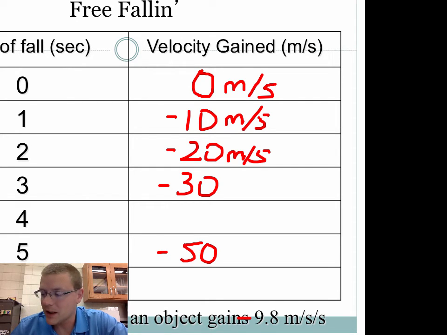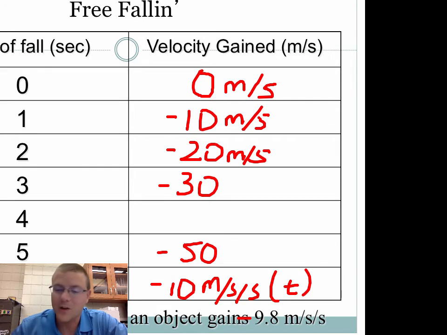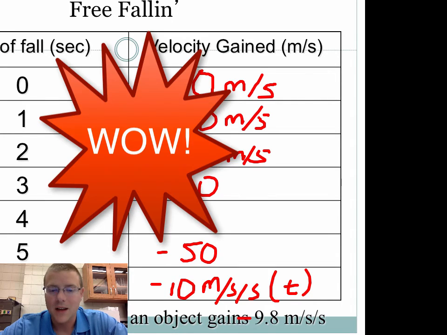At any moment of time, I take my 10 meters per second each second, and all I have to do is multiply by time. So if I fell for 100 seconds under the influence of Earth's gravity, I would be going around 1,000 meters per second. So it's a nice, easy way to remember this.